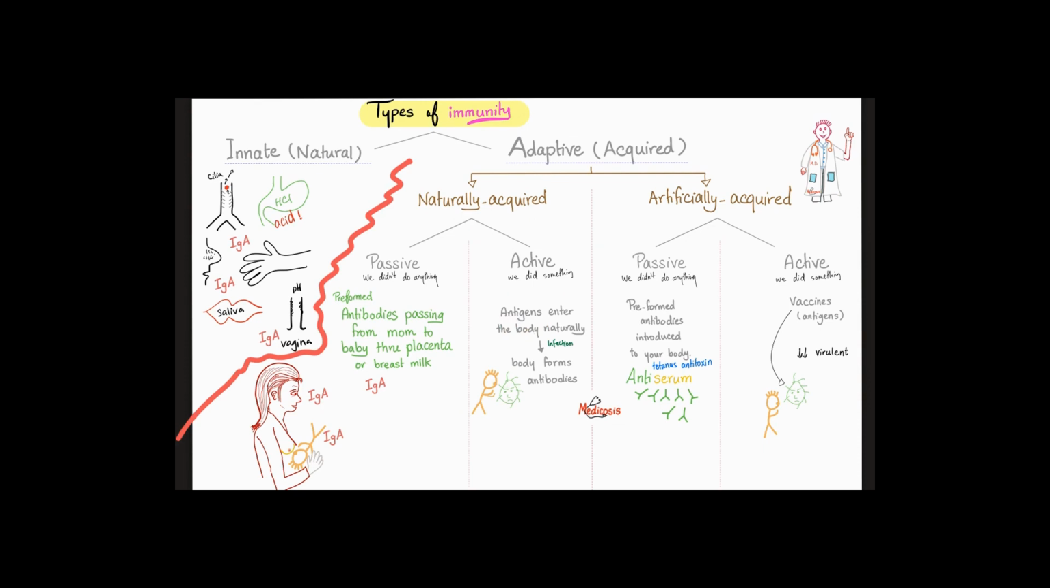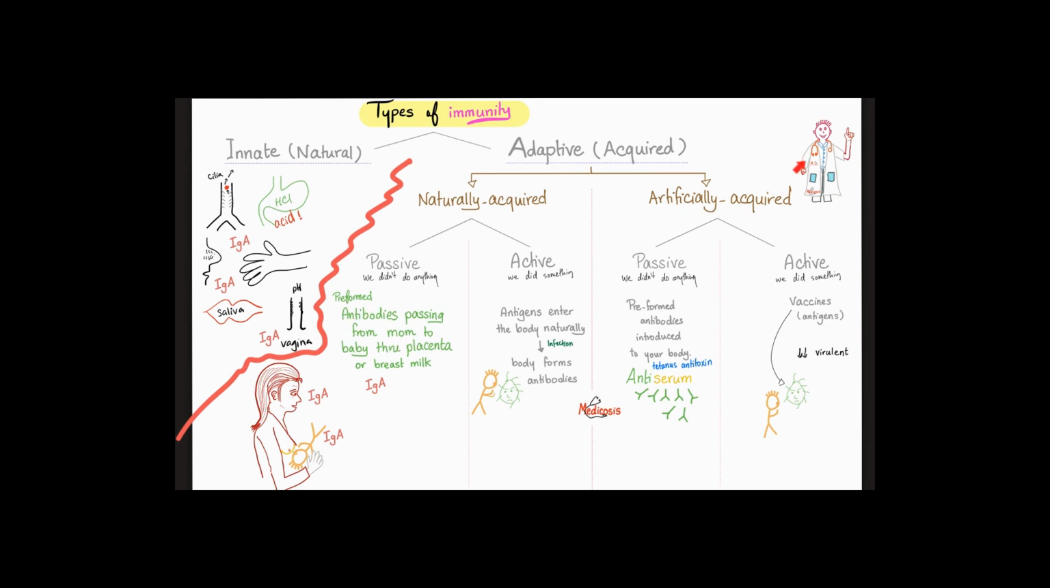How about active, naturally acquired? Antigens entered into my body. I've been infected with bacteria. Then I started fighting the bacteria and I won. This is active, naturally acquired immunity. I was active. I did something. I did fight the actual bacteria. But here I did not fight anything. I just got ready. Preformed antibodies from my mother.